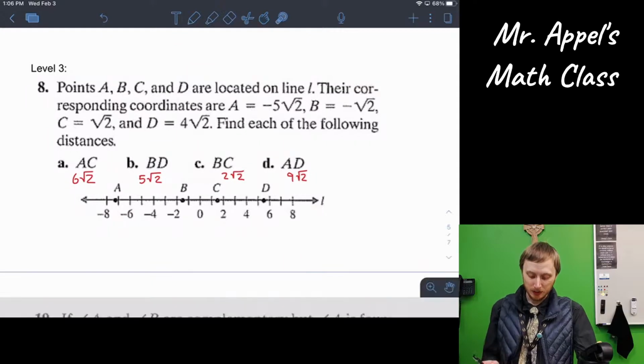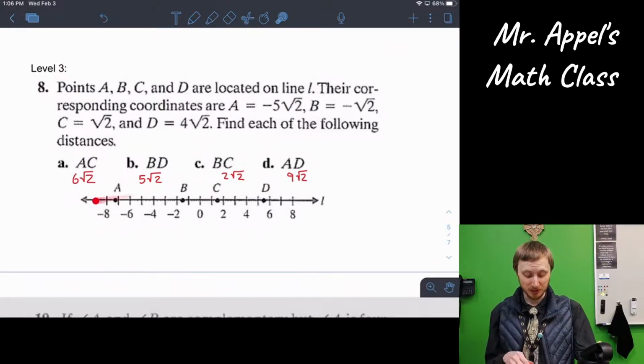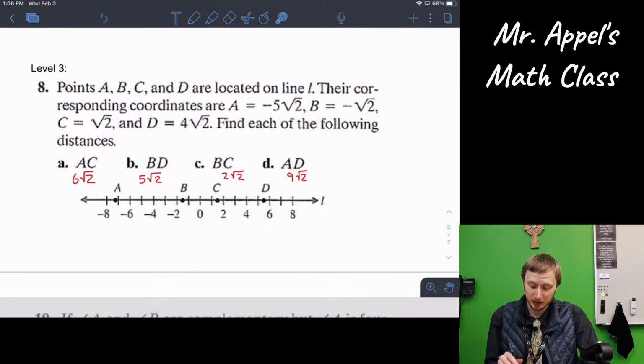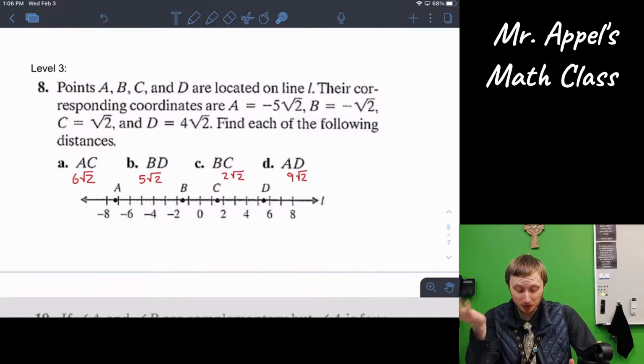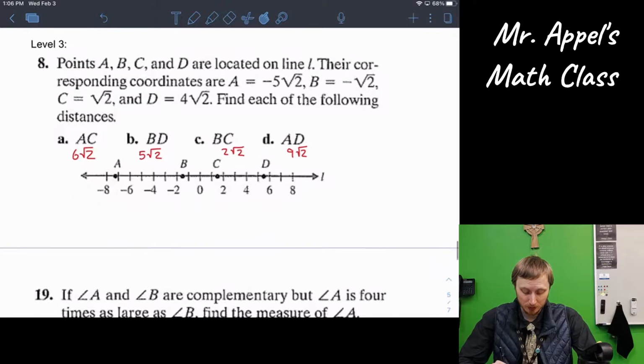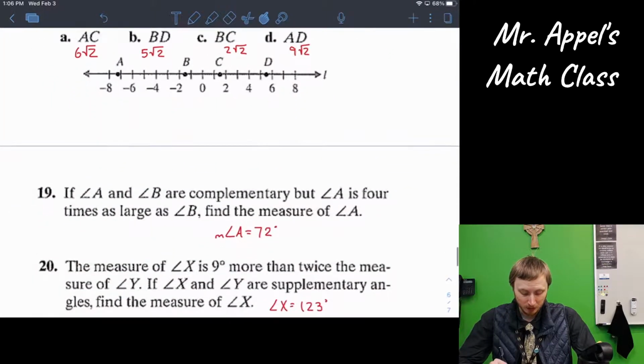Here we have distance on the number line again, but now we're dealing with the radicals, right? Square root of 2, which actually I find it turns out much simpler not having to deal with the decimals because it's all whole multiples of square root of 2. So let this be a little preview of Algebra 2 for you, where you're going to have to get used to the radicals, right? They're just going to be everywhere. Get used to them. Treat them nicely. So there's the lengths there, 6, 5, 2, and 9 root 2s.